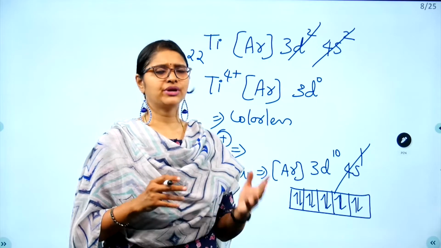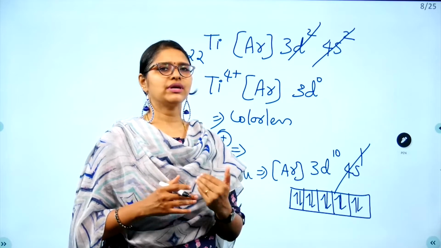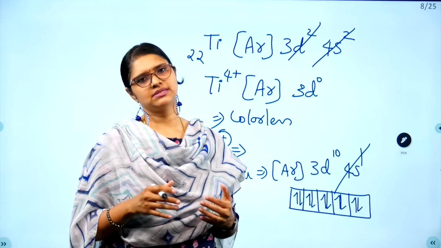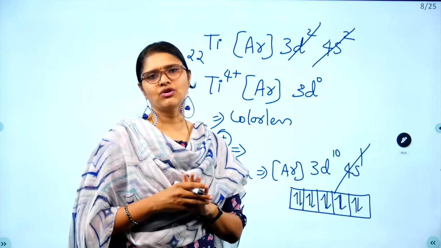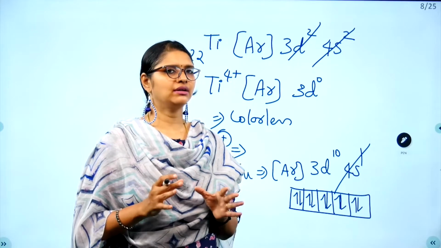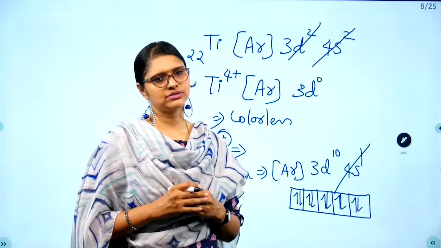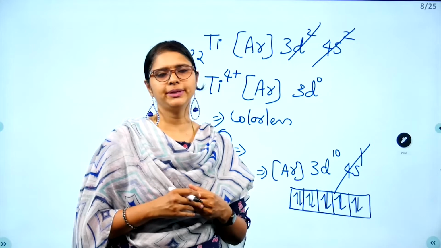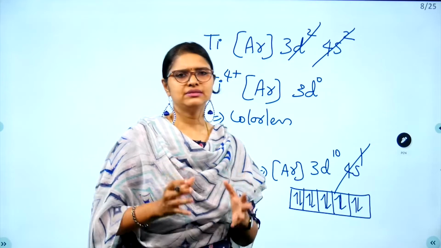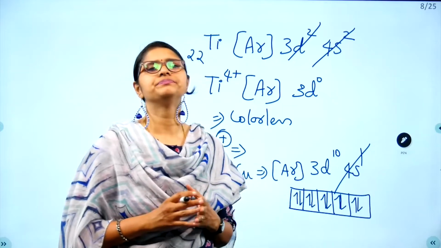For example, you can have a doubt: what about exactly half-filled configurations? They are colored only. Manganese 3d5 is a stable configuration for manganese. Definitely it has a color, a slight pinkish tinge in the salts. So what you should understand here is the concept: d0 and d10 are colorless.